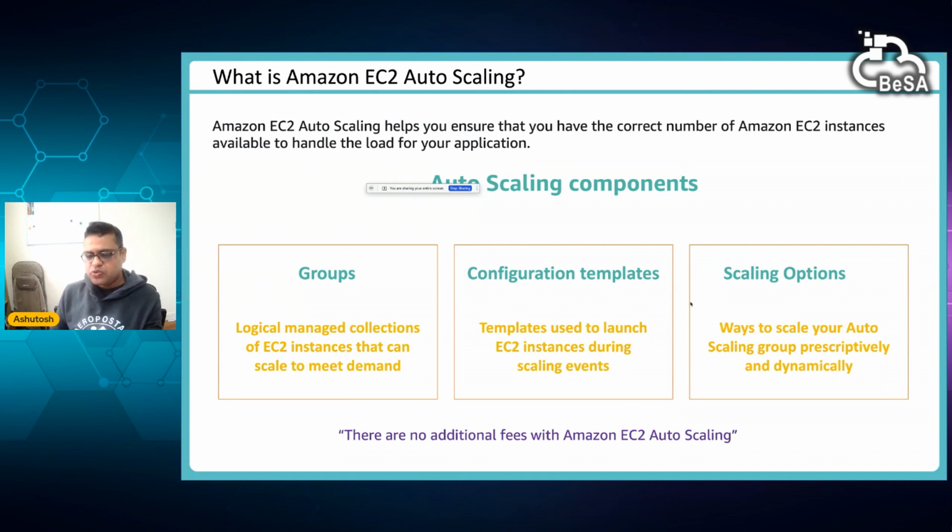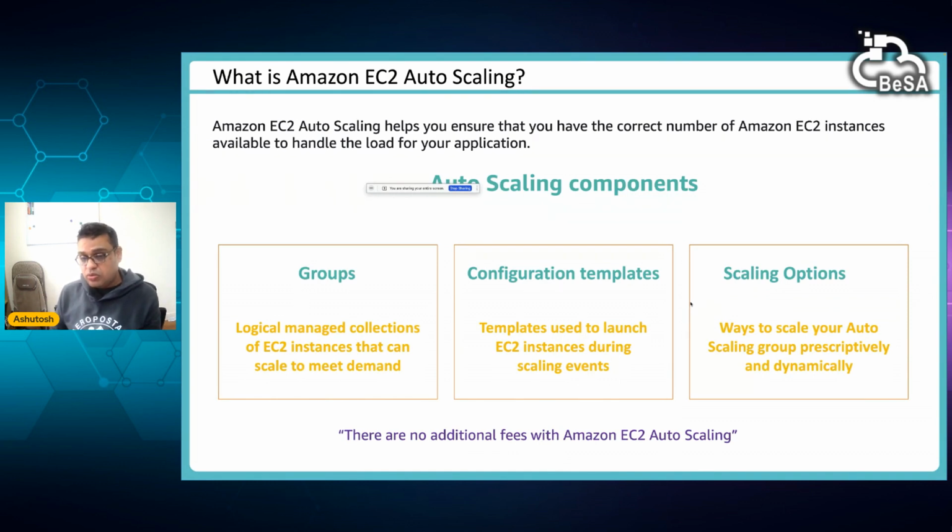One is the group. It is a logical collection of your compute instances, wherein you mention that you need a minimum number of instances, a maximum number of instances, and a desired number of instances. So logically it becomes a pool of your EC2 instances, which is called a group. Group is a pool of members, right? So we call it an auto scaling group.